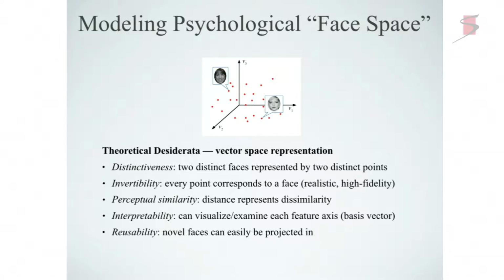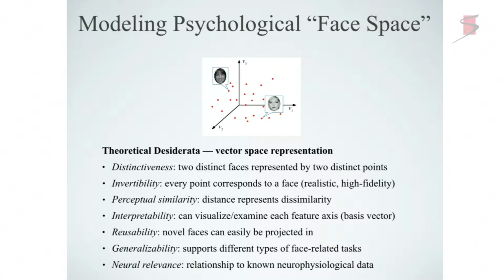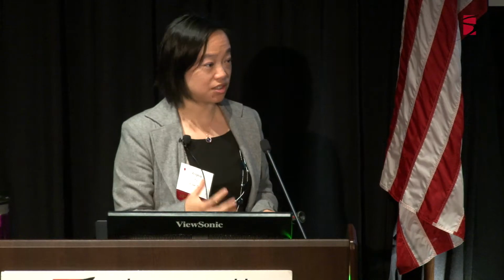You also want it to be reusable, such that novel faces can be projected in. And you want it to be generalizable, such that it supports different types of face-related tasks, like the different ones that I mentioned before in the Steve Jobs image. And finally, hopefully, there's some neural relevance that allows you to say something about how this face representation is actually implemented in the brain.